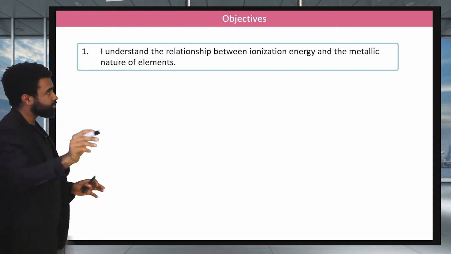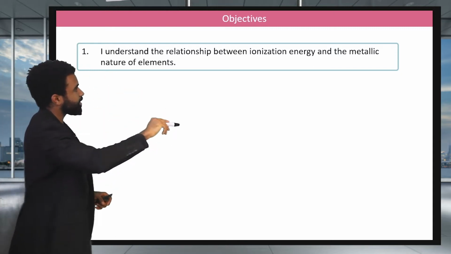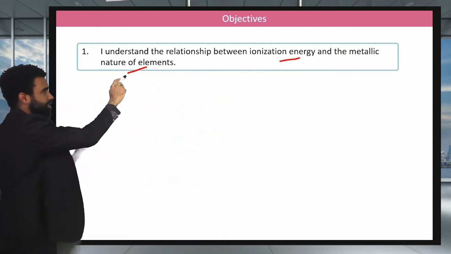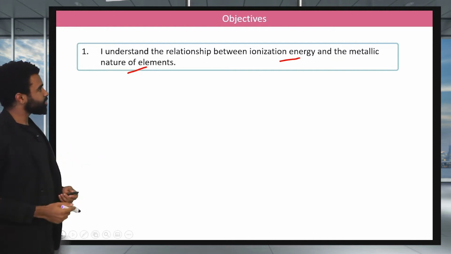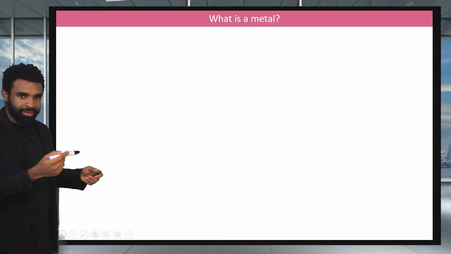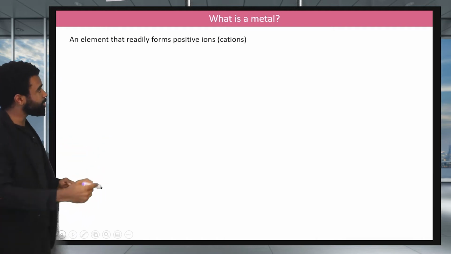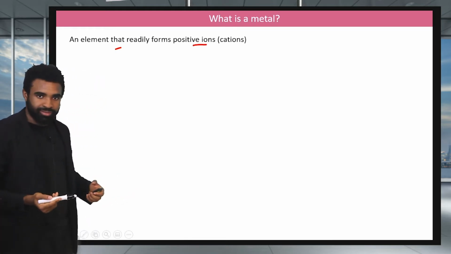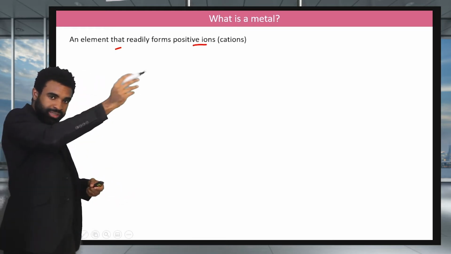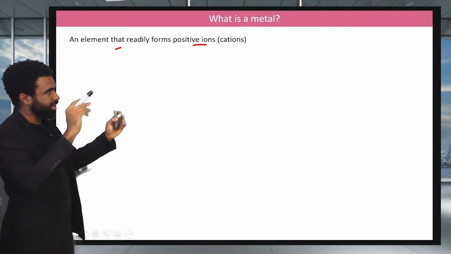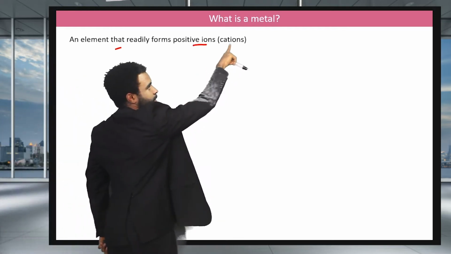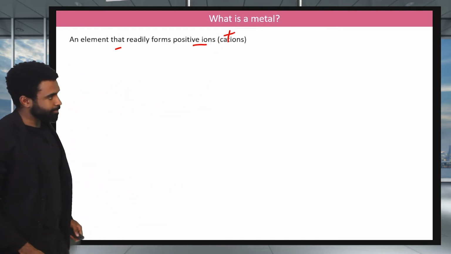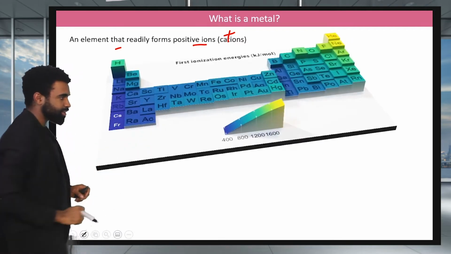Our formal objective, in this video we only have one objective, is to understand the relationship, just like I said, between the ionization energy and the metallic nature of objects. In order to answer this, our first question is, what exactly is a metal? The definition is quite simple. We define a metal as an element that readily forms positive ions, or cations. How do you form a positive ion? By losing an electron, by losing a negative charge. And like I always say, to remember that cation is positive, you can think that the T there looks like a plus sign.